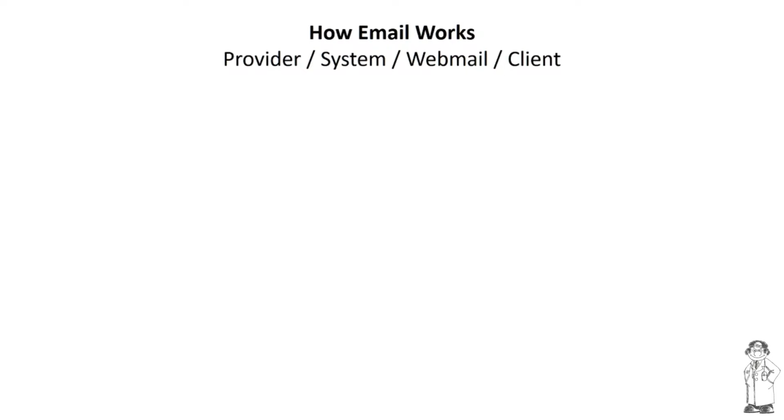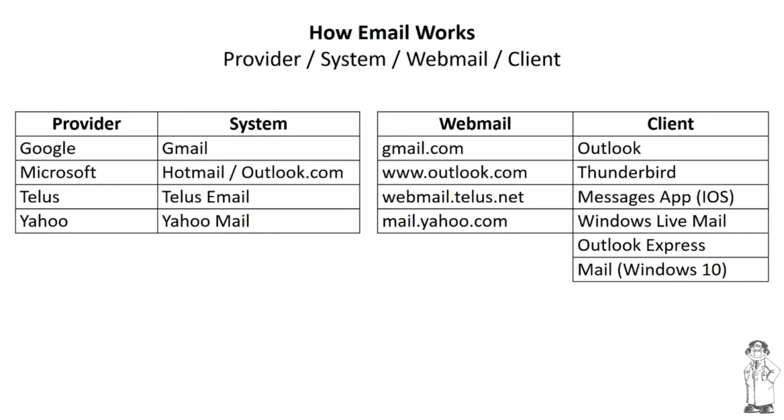This is a brief overview and refresher on how email works and some email terminology. Let's start with the difference between a provider, a system, webmail, and client. A provider could be someone like Google, Microsoft, TELUS, or Yahoo. Those are companies that run email systems. Some examples of systems are Gmail, Hotmail, also known as Outlook.com now, TELUS Email, and Yahoo Mail. So that's the difference between a provider and a system. The provider is the company and the system is the email system.